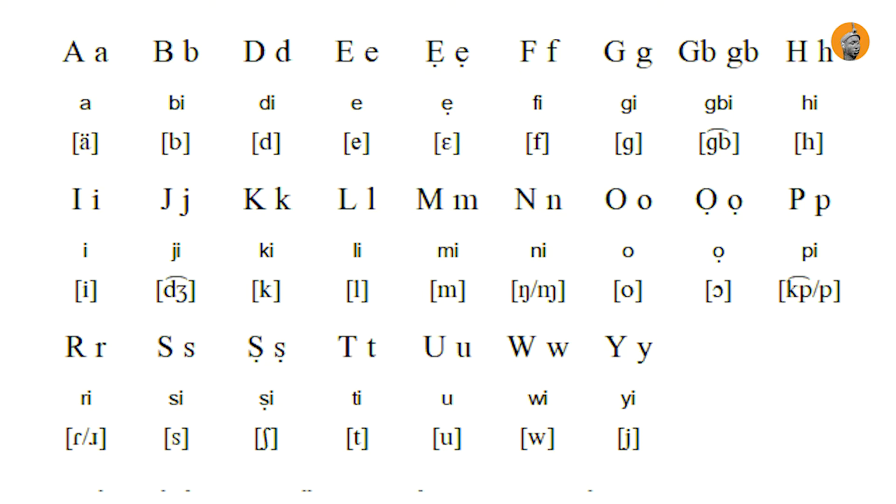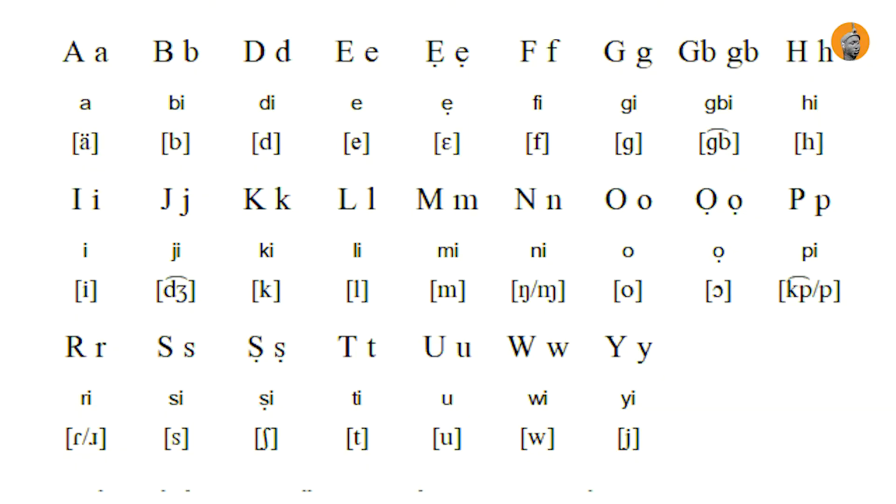Now, let me start from the beginning. A, B, D, E, F, GB, H. Then I, that is the letter I. I'm sure that sounds funny. Then J, K, L, M, N. Let's start again. A, B, D, E, F, GB, H, I, J, K, L, M, N.